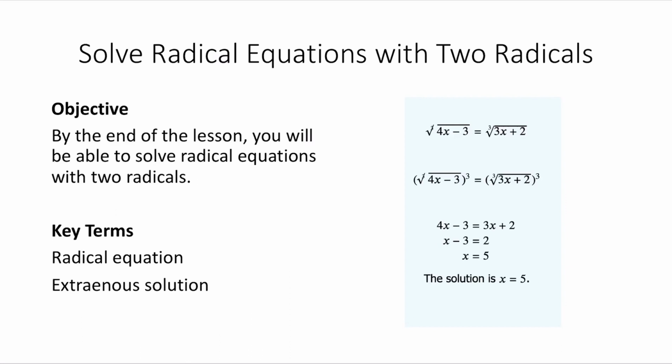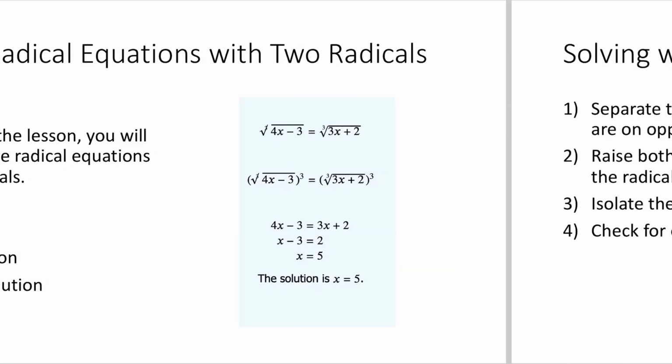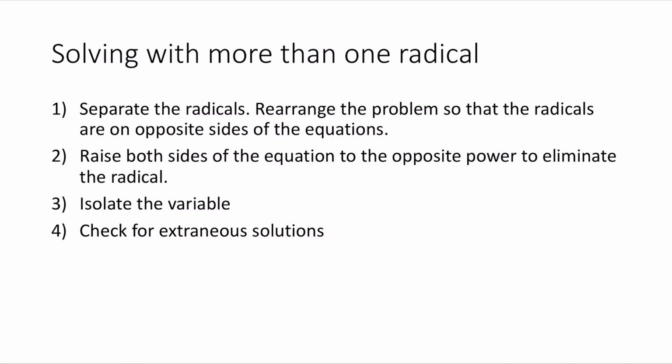So in this video, we're going to talk about how to solve radical equations with two radicals. When you're solving equations that have more than one radical, you're going to start off by separating the radicals. You're going to rearrange the problem so that the radicals are on opposite sides of the equation. Then you're going to raise both sides of the equation to the opposite power to eliminate the radicals, then isolate the variable to solve, and then check for any extraneous solutions.